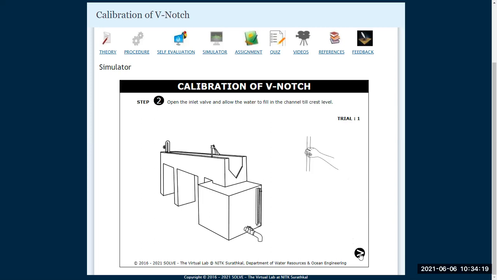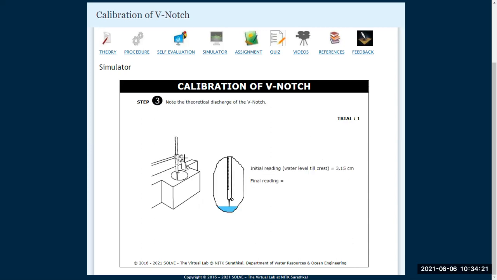After that, you have to set the point gauge reading to the initial reading. Here it is already set. That is till the crest level. Till the crest or sill level, the initial reading of the point gauge was 3.15 centimeter.